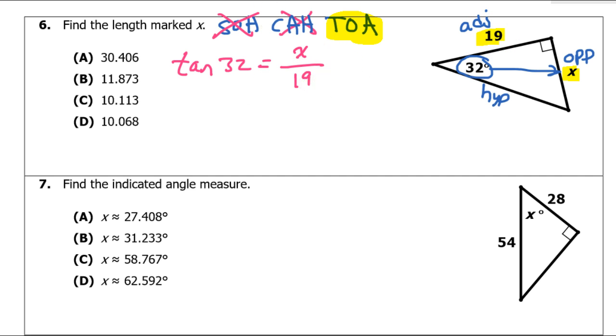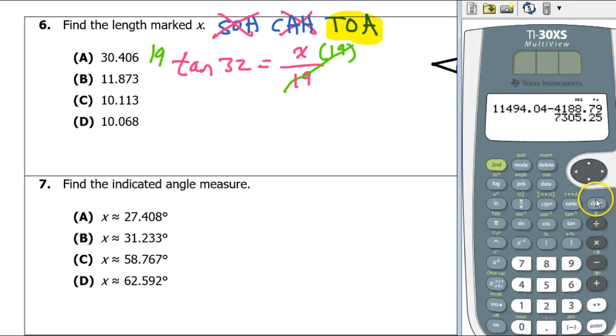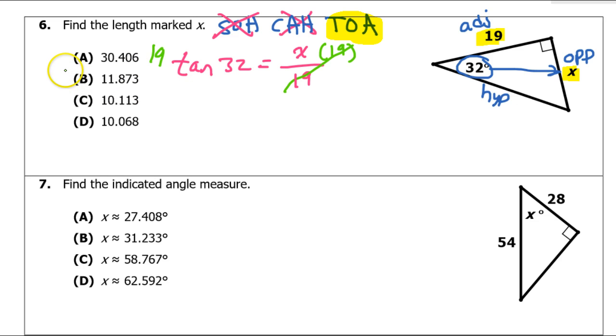So it's just a matter of solving this. And when it's set up this way, you really want to just multiply both sides by 19. Just simply multiply by the denominator. That way these will cancel each other out, and x will equal 19 tangent 32. And you can just type that into your calculator just like that: 19 tangent 32. And that is 11.8725, etc. So 11.873. So the answer is B.